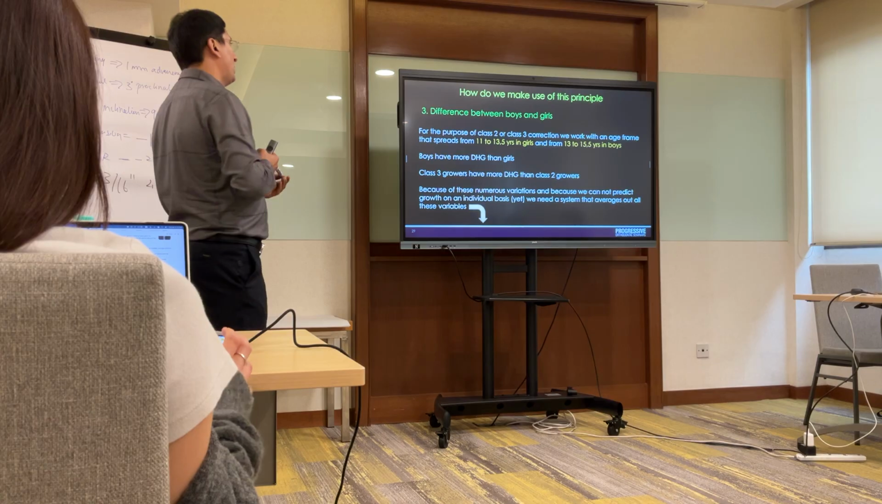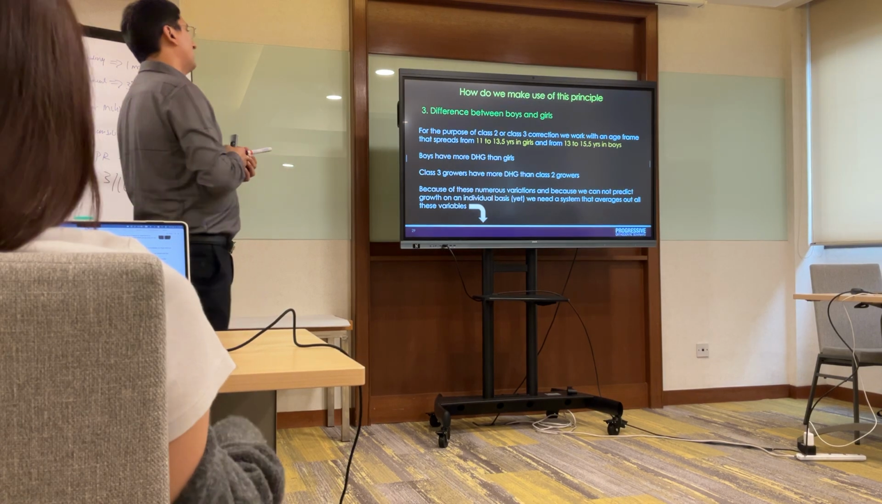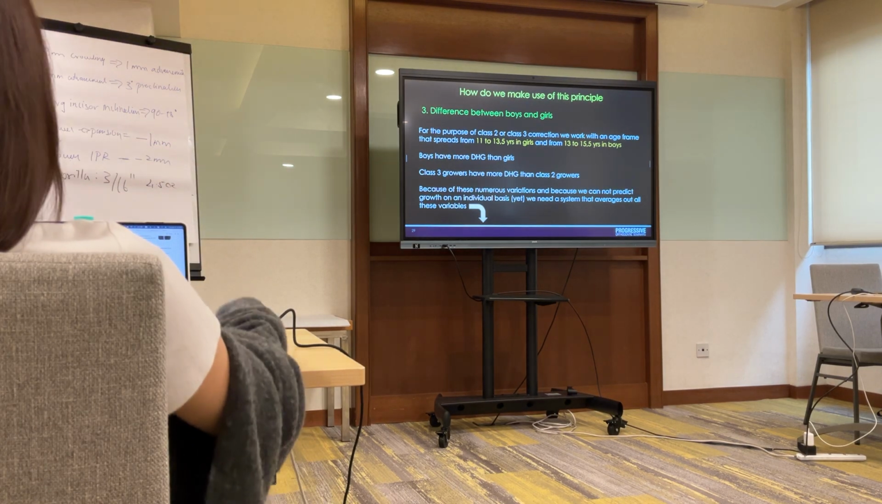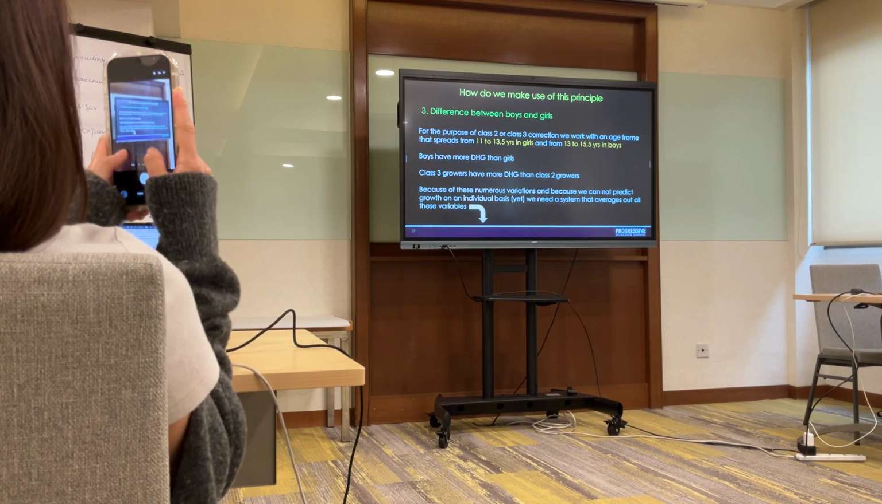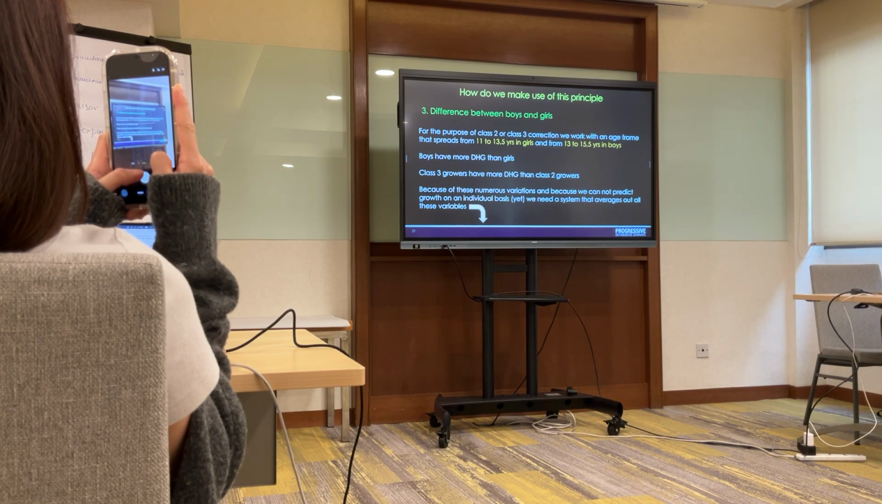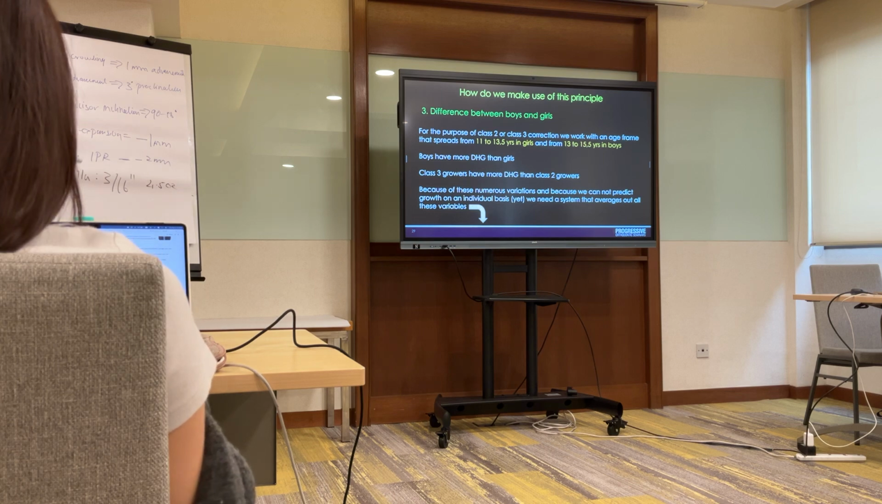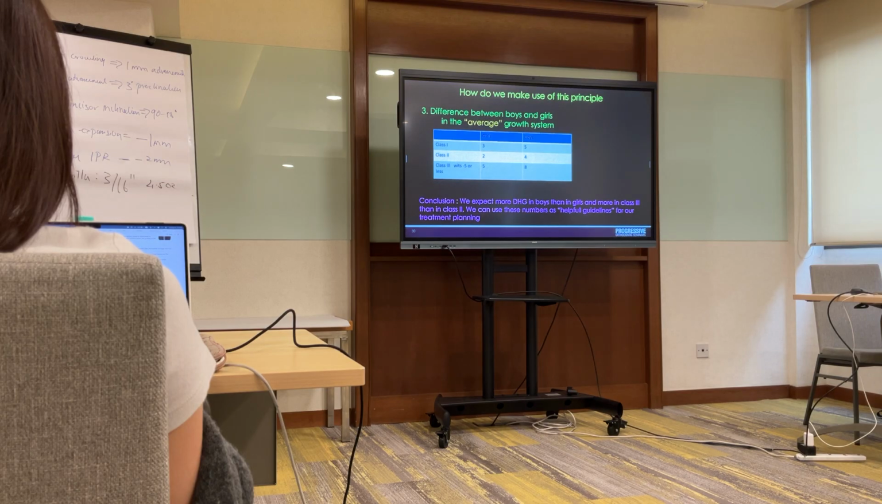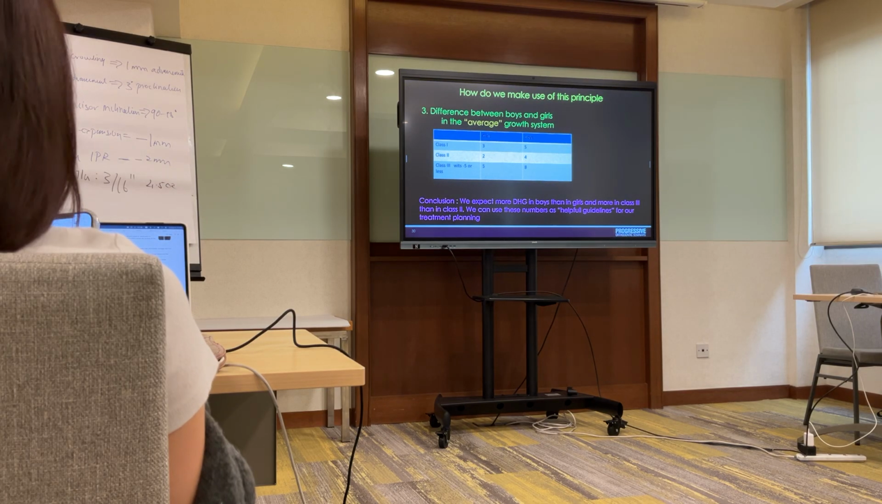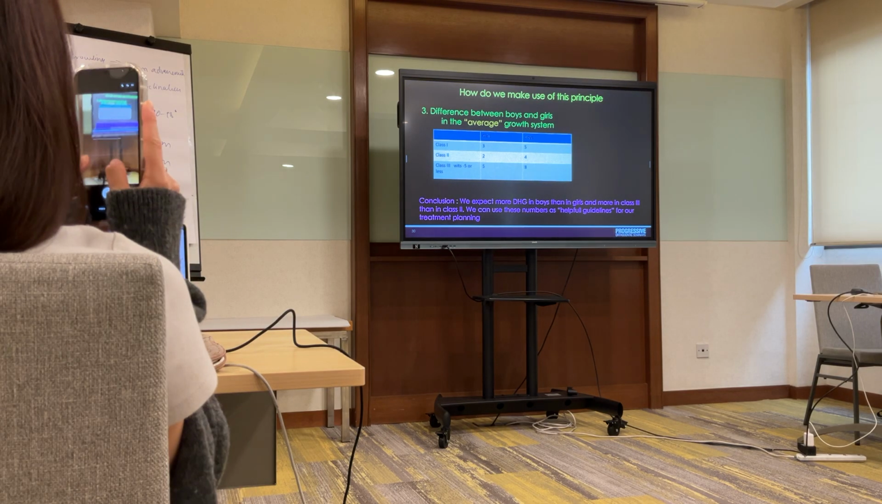Is it different for boys and girls? Yes. For girls 11 to 13 years, boys 13 to 15 years. Boys have more differential horizontal growth than girls. Class 3 growers have more differential horizontal growth than class 2 growers. So this is what I wrote for you. That's the estimated timing of growth.